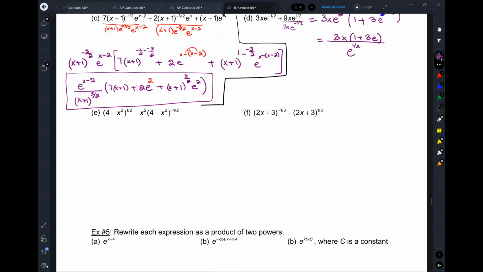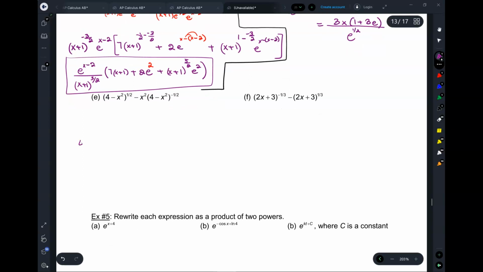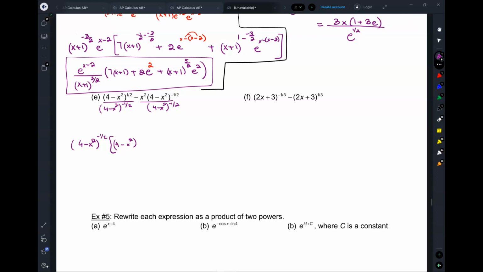Oh, yeah. Okay, so here we're going to factor out 4 minus x squared to the negative half. So look, it helps to write down what you're factoring out. So I get 4 minus x squared to the power of what? 1. Yep. Minus x squared. And then what happens here? It's the same exponent, so they just divide out.